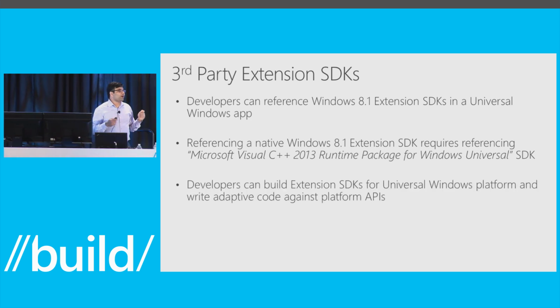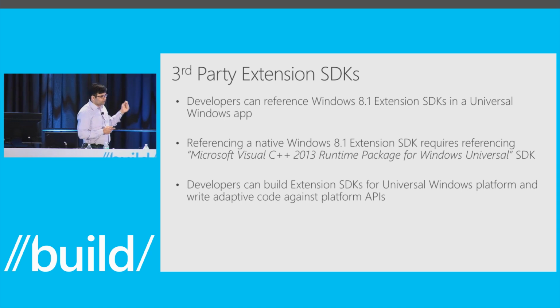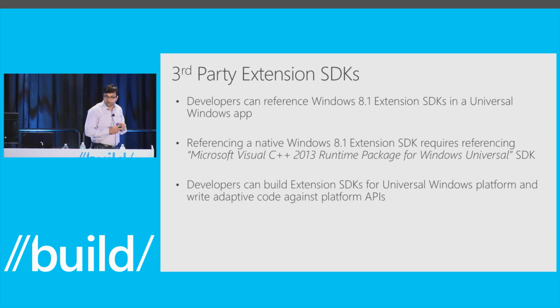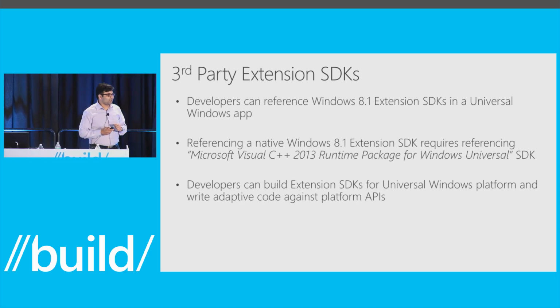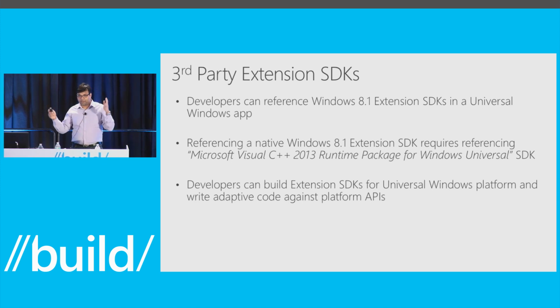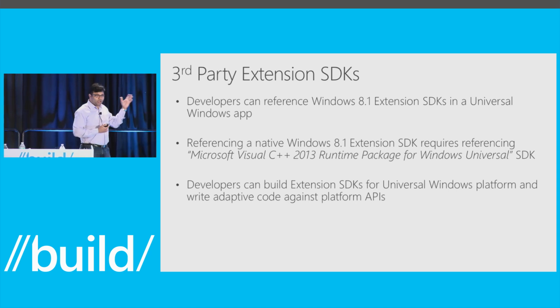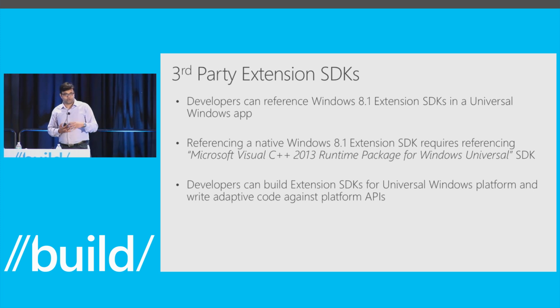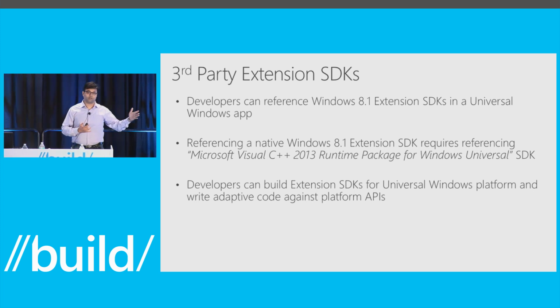Developers can go and build extension SDKs specifically targeting Universal Windows Platform, and they can build these extension SDKs and use adaptive code for the platform APIs. So a lot of people here have authored extension SDKs. If you're creating a new extension SDK for Universal Windows Platform, you can actually go and write adaptive code. So you can have a little bit different experience on mobile for your API, and you can have a different experience for desktop based on the capabilities that a device family supports. But you can maintain a single extension SDK and use adaptive code to do that.